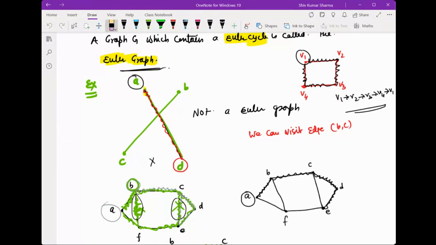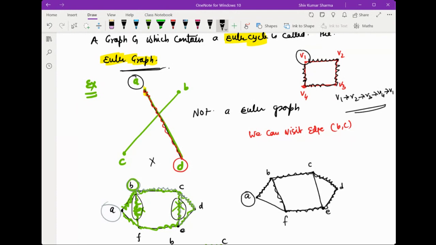So you have the option to visit this edge, then this edge. But the same problem is here: some edges are not visited by anyone who is visiting the edges. So some edges are left without visiting. Such a type of graph is not an example of an Euler graph.